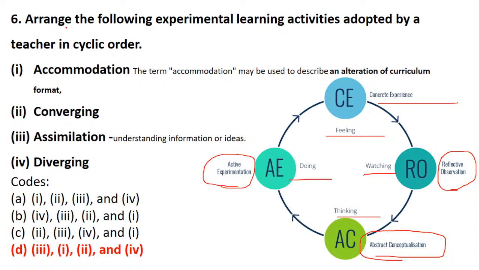When you talk about these terms, for example, the cycle starts with assimilation. Assimilation means first of all to understand the information or the idea, that is to understand the content presented by the teacher. So when the teacher conveys something to the students, the students first have to assimilate that information. It means they have to first understand it. Then they have to accommodate the information. Accommodate means they have to alter it as per the format, meaning what exactly needs to be taken.